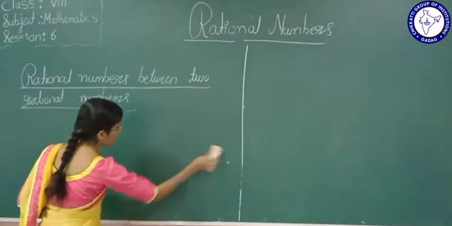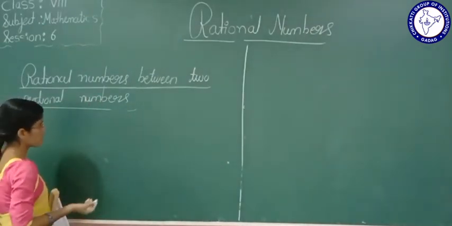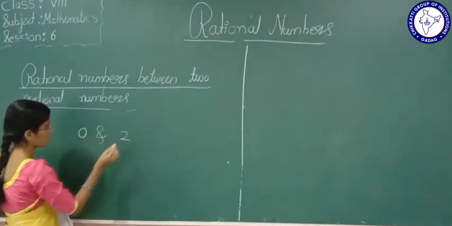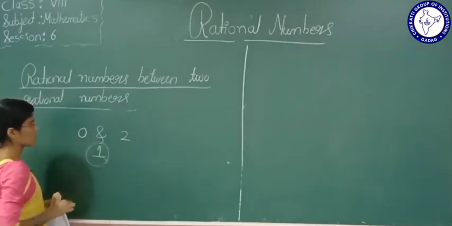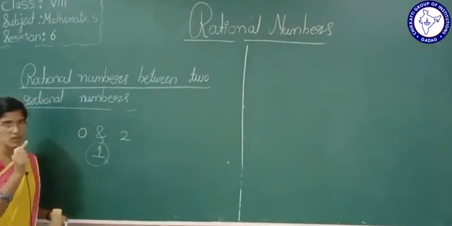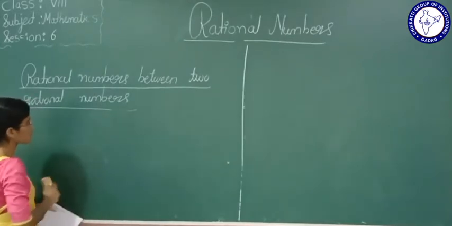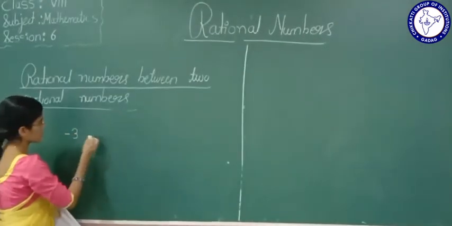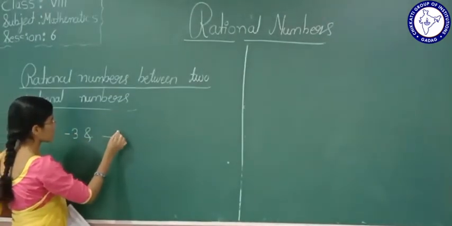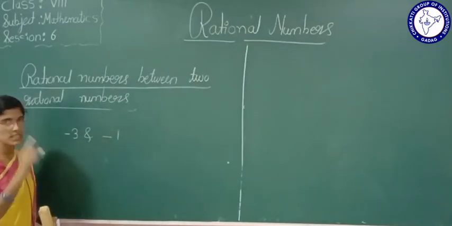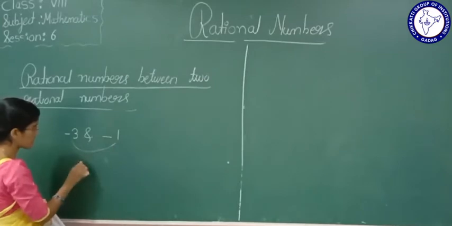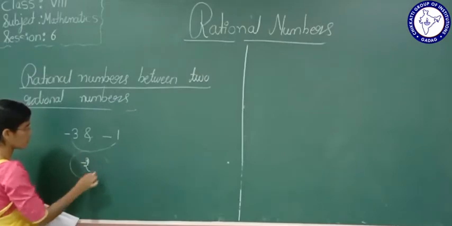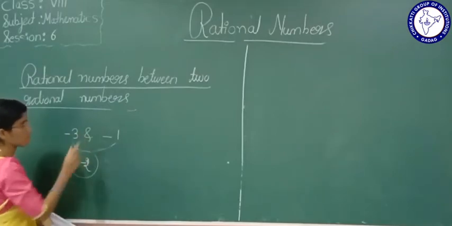If the same question I ask you again, how many whole numbers are there between 0 and 2? Between 0 and 2 we have one whole number, that is 1. See the next question. How many integers are there between minus 3 and minus 1? You will tell that one integer is there between minus 3 and minus 1, that is minus 2.